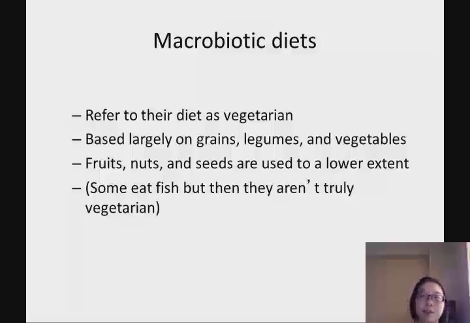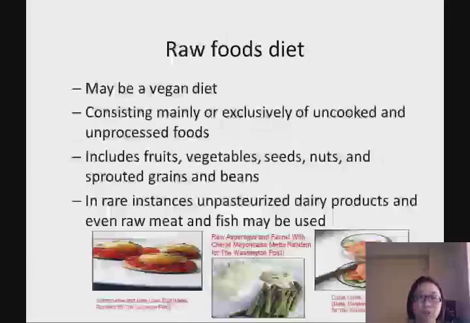There are other diets that sometimes call themselves vegetarian diets. But if you look at what they consume, you may see they are actually not vegetarian diets. So the first one is called macrobiotic diet. What do they consume? They mainly consume grains, legumes, and vegetables. Fruits, nuts, and seeds are used to a lower extent. Some people eat fish, so they are not truly a vegetarian diet.